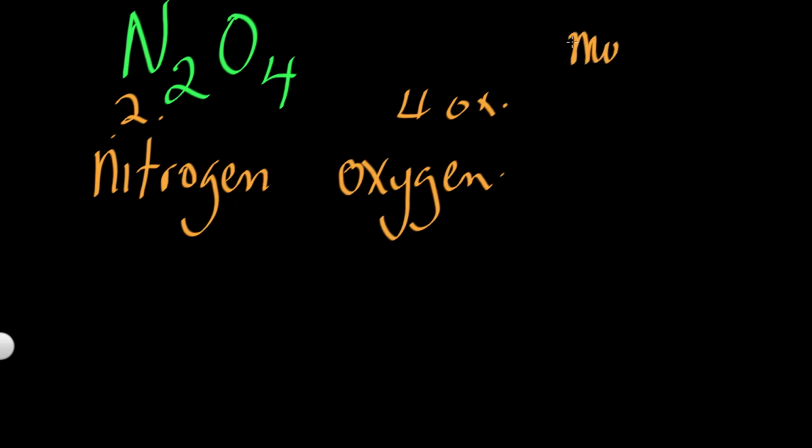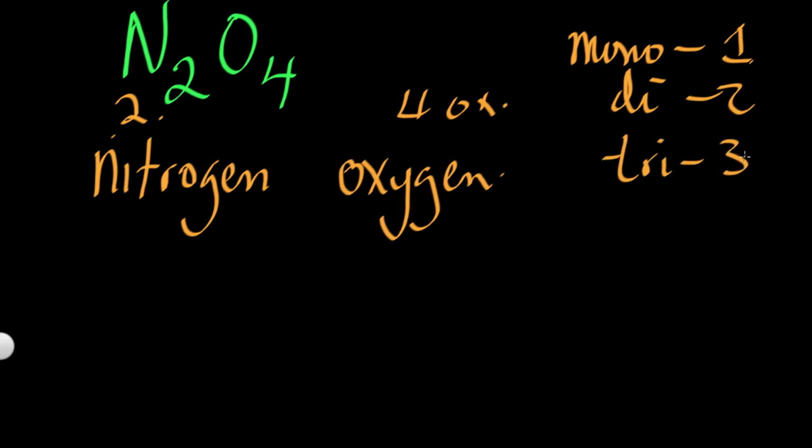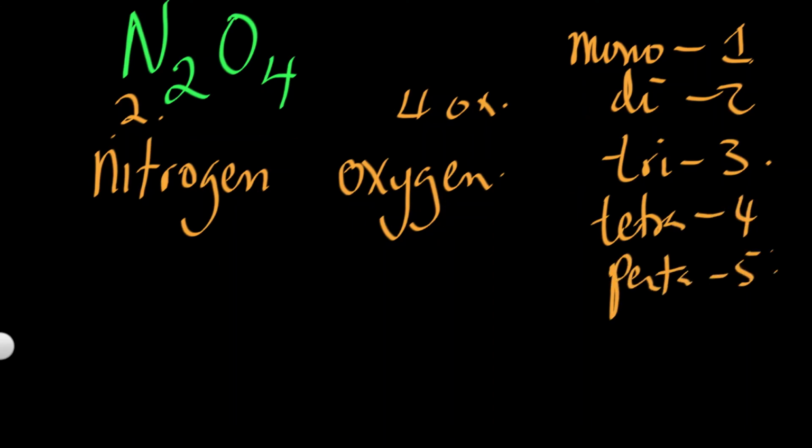Let me list this. Mono is 1, di is 2, tri 3, tetra is 4, penta is 5. We should know this. So I have 2 nitrogens here and I have 4 oxygens. When I name this compound, I have to indicate that I have 2 nitrogens. And we know that the first element is named as it is. So this is dinitrogen. The oxygen has to now end with IDE. So instead of oxygen, it should be oxide.